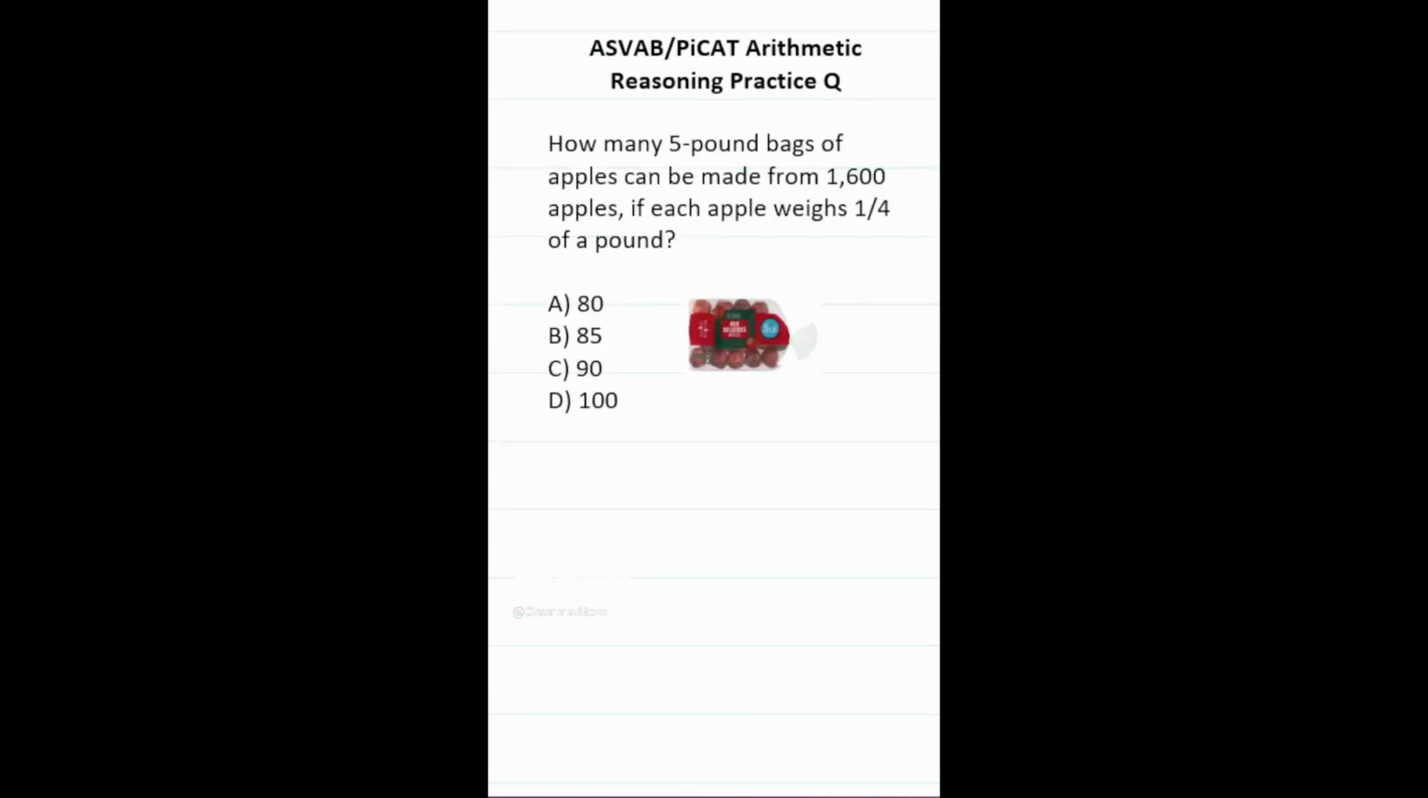This ASVAB PiCAT Arithmetic Reasoning practice test question says how many 5-pound bags of apples can be made from 1,600 apples if each apple weighs a quarter of a pound? So we have 1,600 apples. To figure out how much those weigh in total, we're going to multiply that by the weight of one apple, that is a quarter of a pound. Write 1,600 as a fraction by placing it over 1.